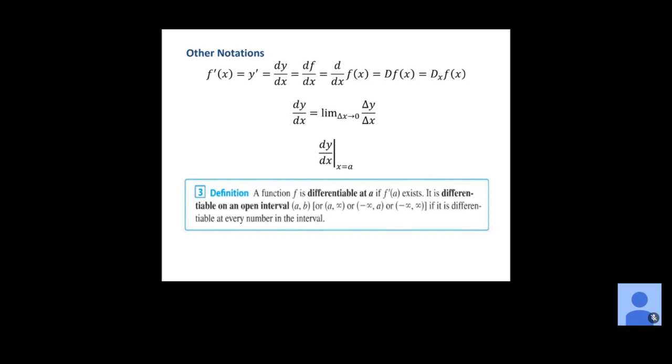So df/dx is the same thing, so we're finding the derivative of the function with respect to x. Same thing with d/dx of f of x. It's very similar to the previous one. You could also use just a capital D to represent the derivative of a function, or you could use a D with a subscript of x to represent a derivative. Okay, but again, f prime of x, y prime, and dy/dx, those are the three most common ones. Those are the ones we're going to use in our class.